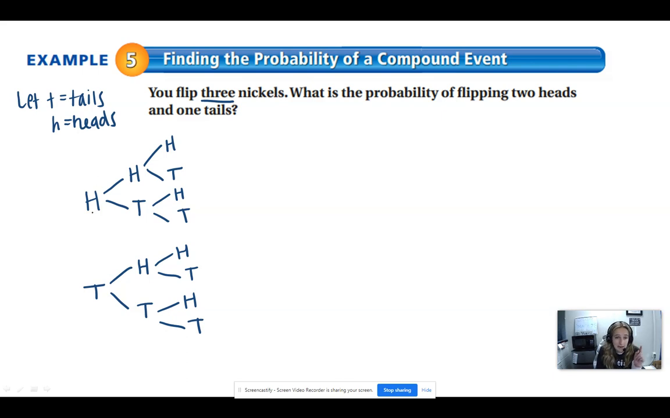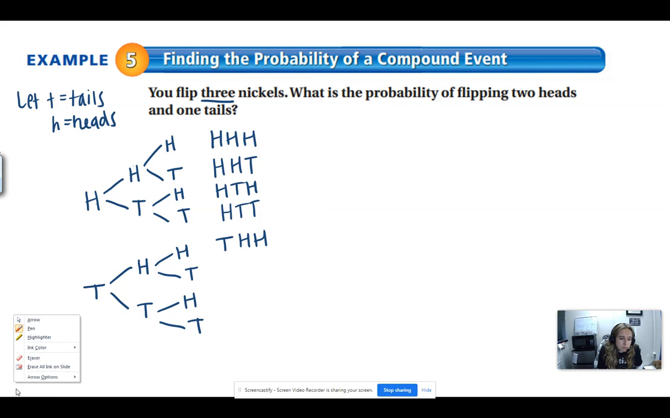So if you look here, HHH up here, I'm going to write it down, HHH. That means you flipped 3 heads: the first time a head, the second time a head, the third time a head. This one, HHT, means you flipped 2 heads and then a tail. Then this one, heads, tails, heads, means you flipped a heads, a tails, and a heads. Then HTT means heads, tails, tails. You're going to do this for the bottom one as well, so it's going to be tails, heads, heads.